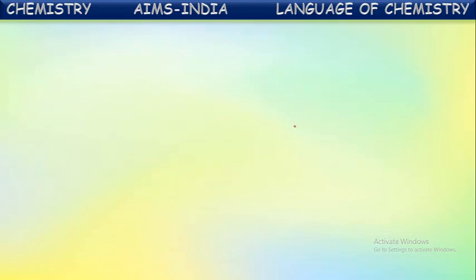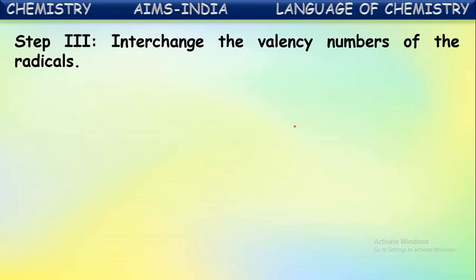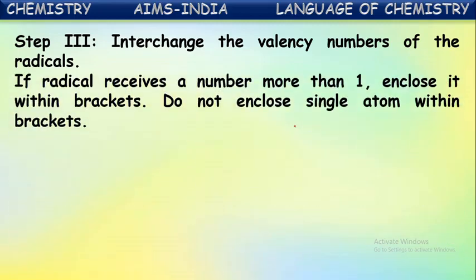Next we go to the third step. In the third step, we interchange the valency numbers of these radicals. If a radical receives a number more than 1, that radical should be enclosed in brackets before writing this number. Do not enclose single atoms within brackets. Here we write this 2 at the bottom of the NH4 ion. This radical has more than one atom and it is getting a number more than 1, so NH4 should be kept in brackets before writing this 2. And here it is getting 1. As it is 1, there is no need to keep it in brackets.